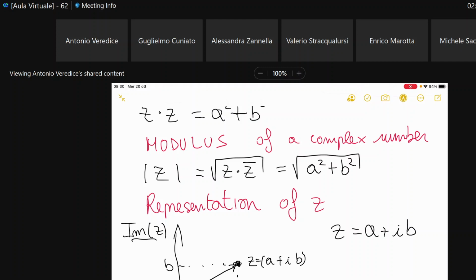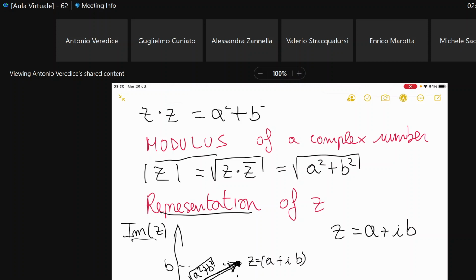It's a vector whose components are A and B. So what is the link between the modulus and this representation? It's simply that the modulus is the length of this vector. Are you okay with this? The length of this vector is the square root of A squared plus B squared, by the Pythagorean theorem. Are you okay with this?